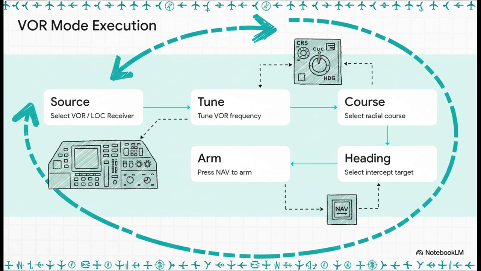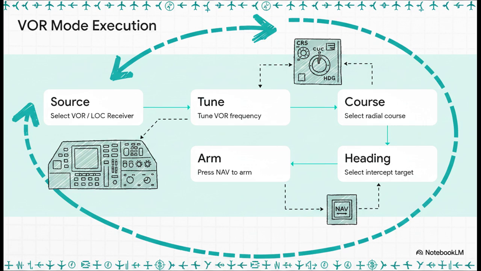First, select a VOR or LOC receiver as your navigation source. Remember S for source, always secure your signal first. Second, tune a VOR frequency. T for tune, lock it in. Third, select a course on the Flight Guidance Control Panel or FGCP corresponding to your radial.